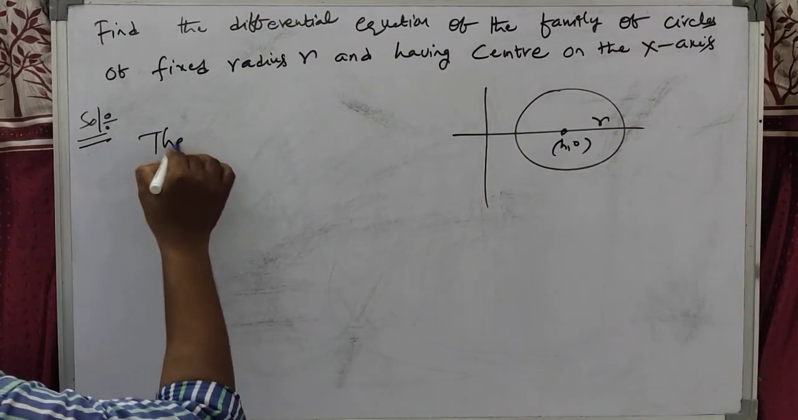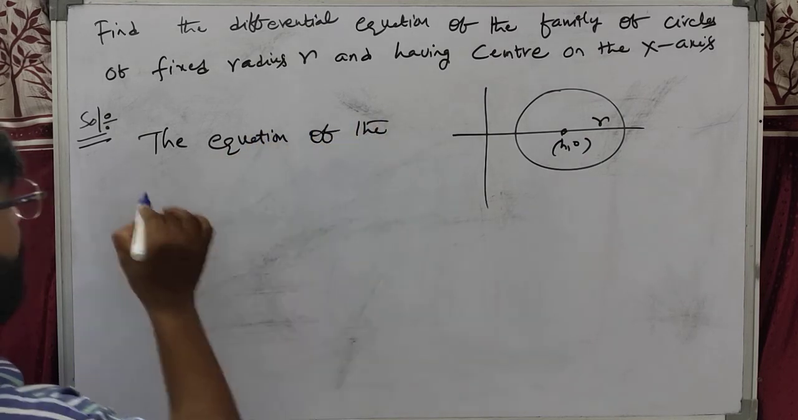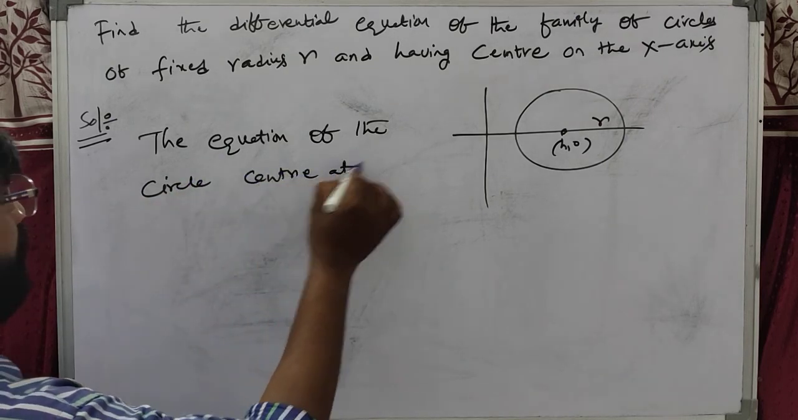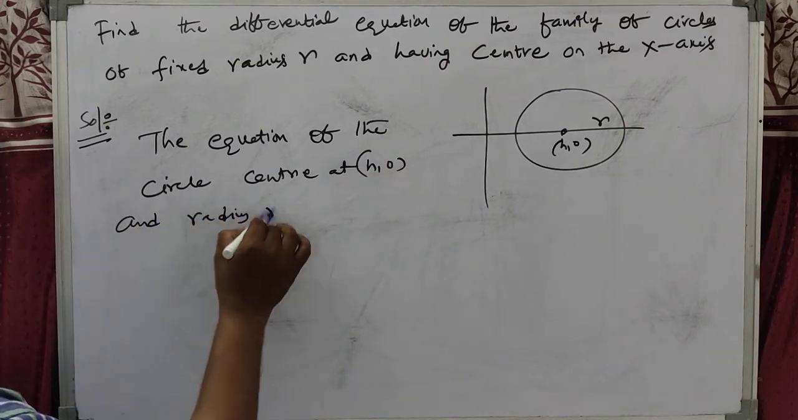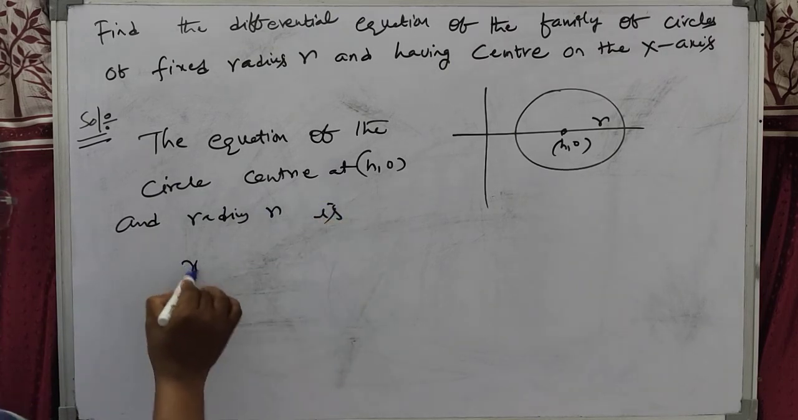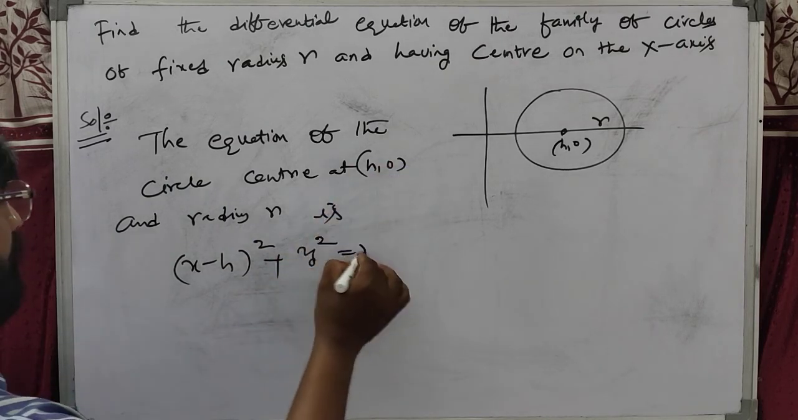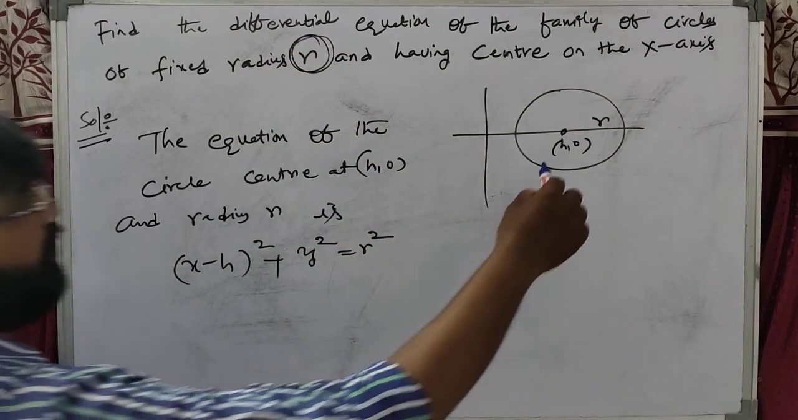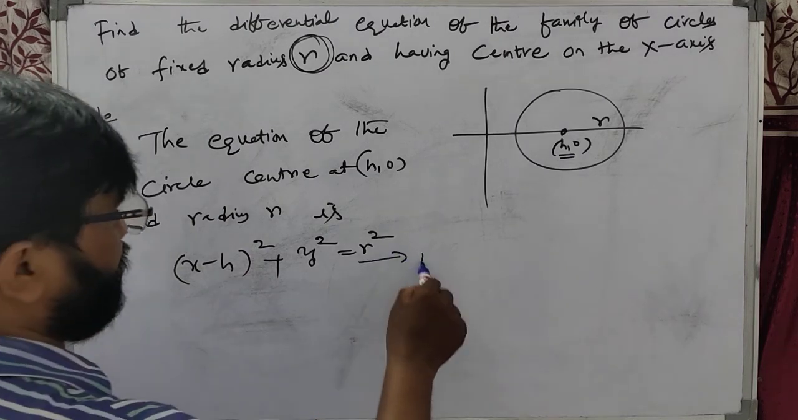Therefore students, we can take the equation of the circle with center at h comma 0 and radius r. Everybody knows that it is (x minus h) whole square plus (y minus 0) whole square equal to r square. Dear students, the fixed radius r is given, so we take the arbitrary constant to be h. Therefore there is only one constant, h. Okay students, let us call this equation 1.